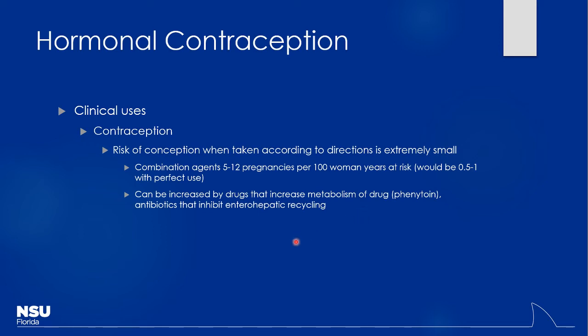And we talked about anything that can interrupt enterohepatic recycling, right? So we talked about antibiotics being somewhat of a concern for that, but if they had maybe something like a bile acid sequestrant like cholestyramine, that would certainly interrupt that cycle, and that also would suppress levels, and that could lead to ovulation occurring, okay? So anything dropping levels of the estrogens is going to increase your risk for an accidental pregnancy.